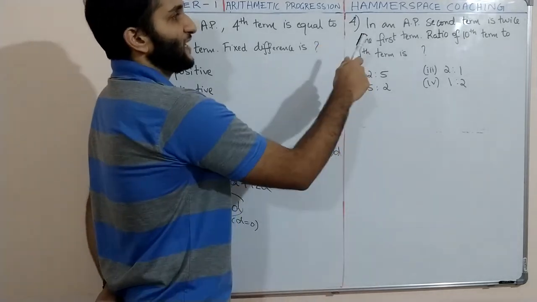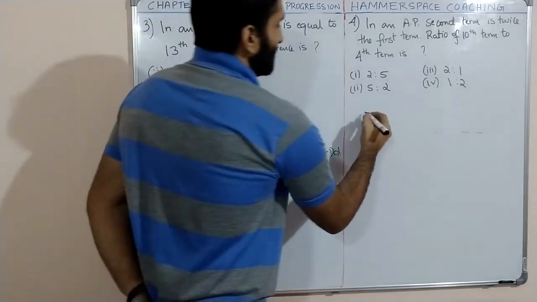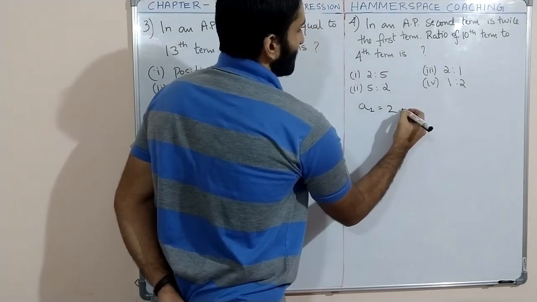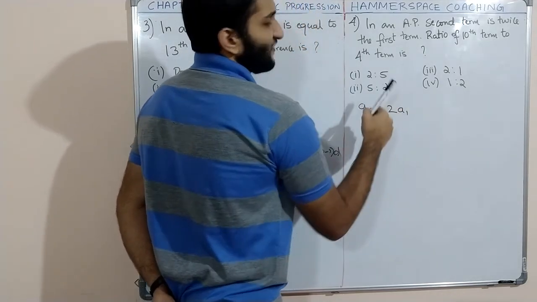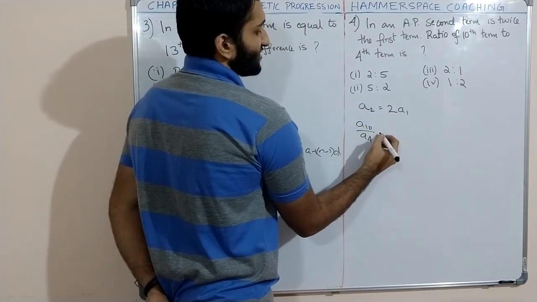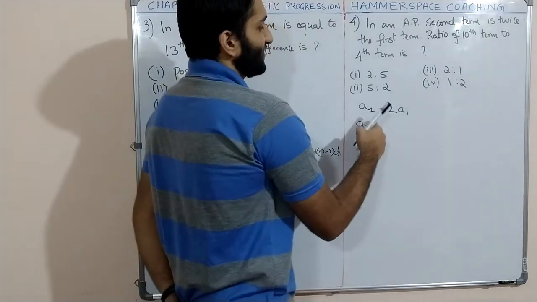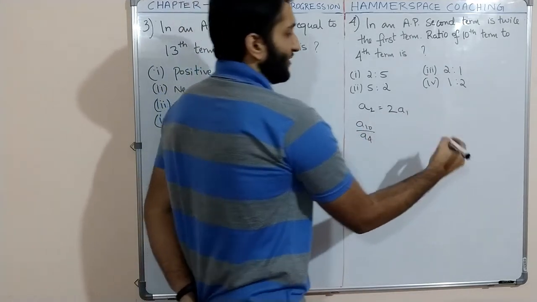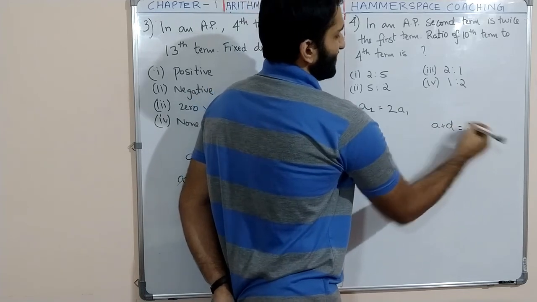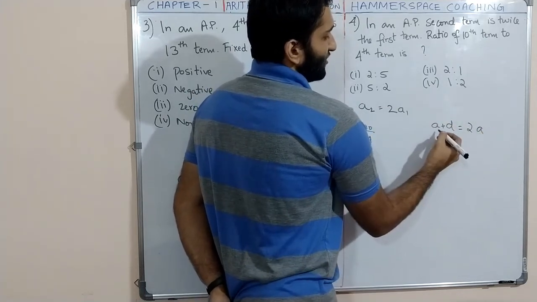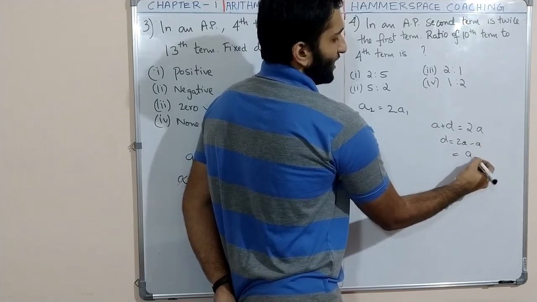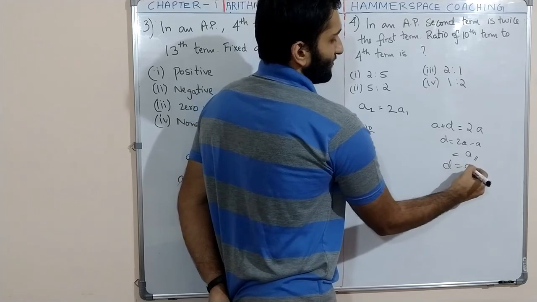Next one. In an AP, the second term is twice the first term. So A2 is twice the first term, 2 times A1. The ratio of the 10th term to the 4th term, A10 by A4, is asked. So what is A2 equal to? A plus D, which is A2, equals 2 times A1, the first term, which is A. So D equals 2A minus A, that is equal to A. So D equals A.